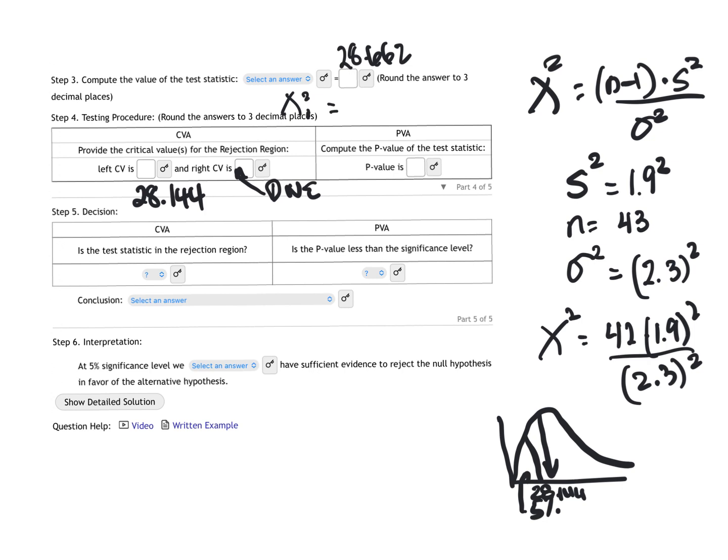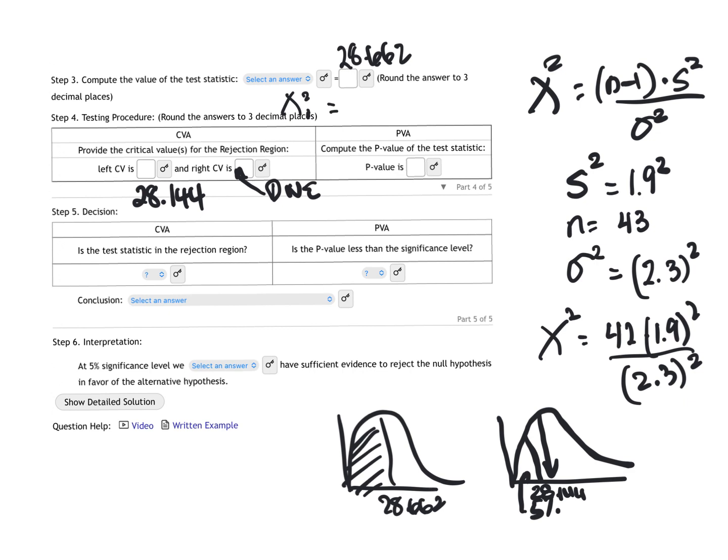Right, now I'm going to do the p-value. The p-value is looking from the test statistic, 28.662, and the area to the left of that, because it's a left-tailed test. So I'm going to go in my calculator and choose distribution. I'm going to find the one that says chi-squared CDF. The 89 has that, so easy breezy.